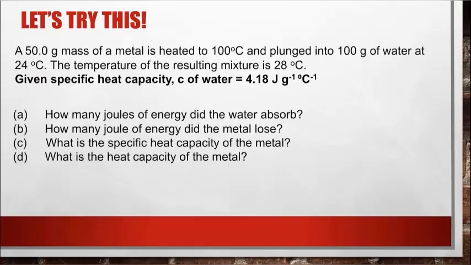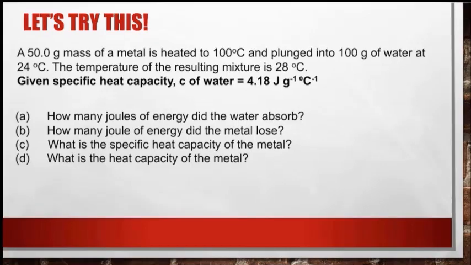Now, let's try to answer some questions using all the formulas we've encountered in the previous slides. Given in the question is a process of heating a metal where a 50 grams mass of a metal is heated to 100 degrees Celsius and plunged into 100 grams of water at 24 degrees Celsius. The temperature of the resulting mixture is 28 degrees Celsius.